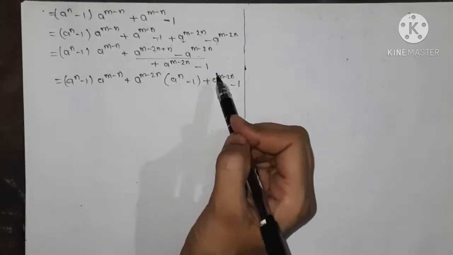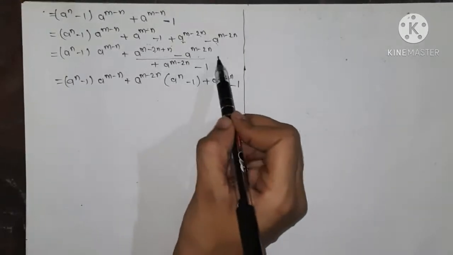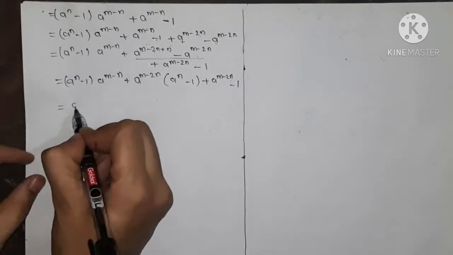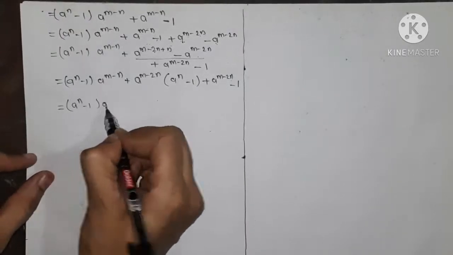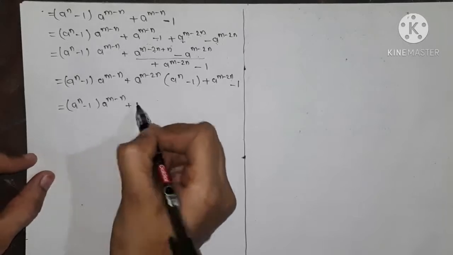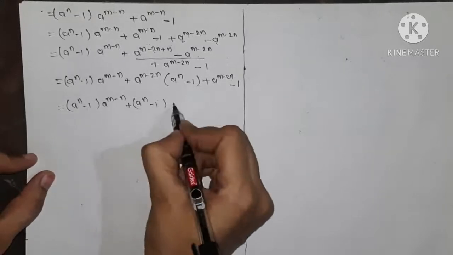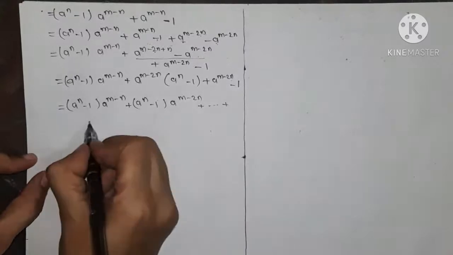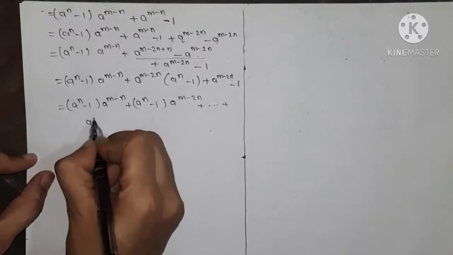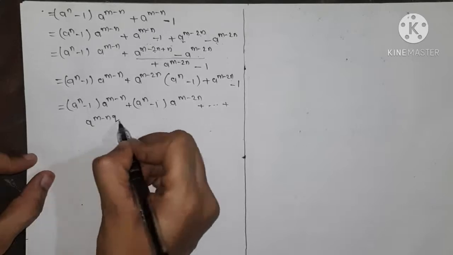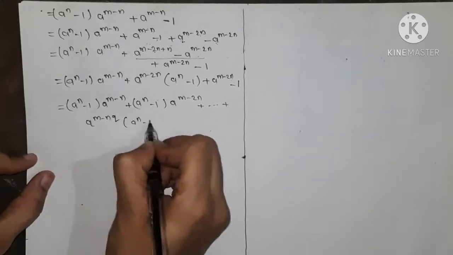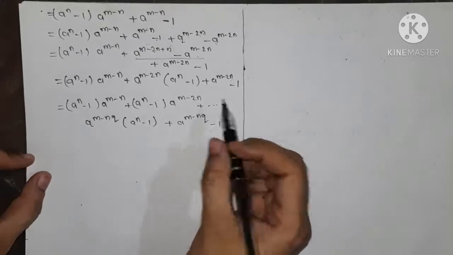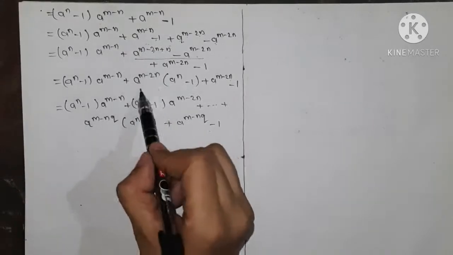So we continue this process so that we get more terms in the addition, and therefore we write this as a to the power n minus 1 into a to the power m minus n, plus a to the power n minus 1 into a to the power m minus 2n, plus and so on, plus a to the power m minus nq in bracket a to the power n minus 1, plus a to the power m minus nq minus 1. That is, when we add the terms we get this term like this.